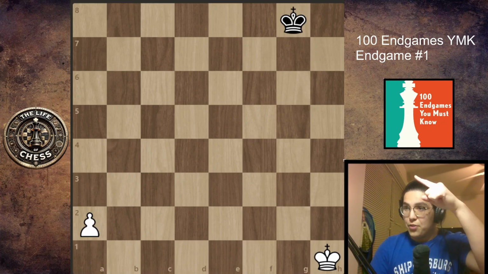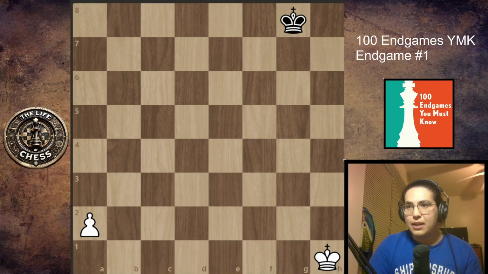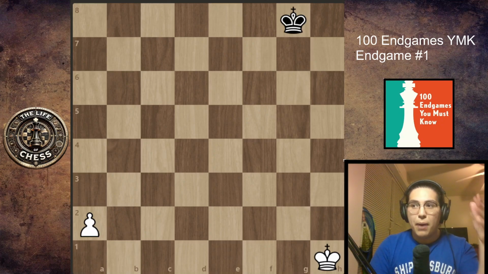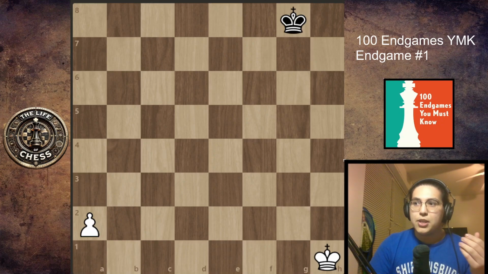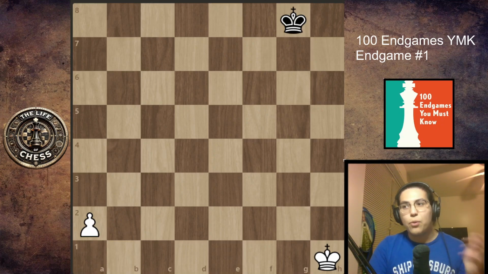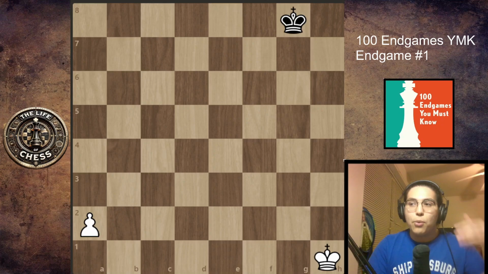So with the position on the board, we see that white has a pawn, and the question is, can that pawn promote without the help of the king? This is where the concept of square of the pawn comes into play. So the square of the pawn, the size of the square, is determined by how far away the pawn is from promotion. So it's white to move.